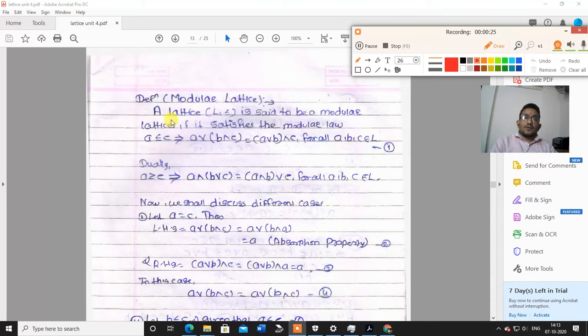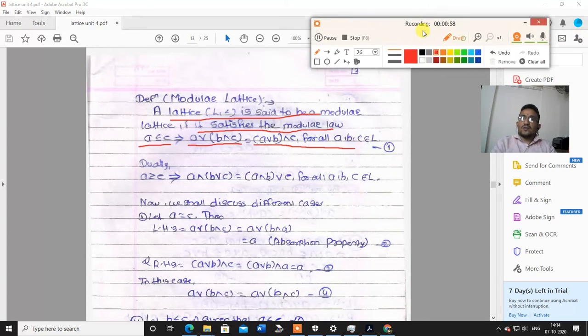So a lattice with relation less than or equal to is said to be a modular lattice if it satisfies the modular law. म्हणजे एखाद्या लॅटिसला मॉड्युलर लॅटिस केव्हा म्हणायचं की जेव्हा if lattice satisfies the modular law. What is the modular law here? Whenever A is related to C, then A join (B meet C) is equal to (A join B) meet C for all the elements of the lattice. Say the given equation 1.